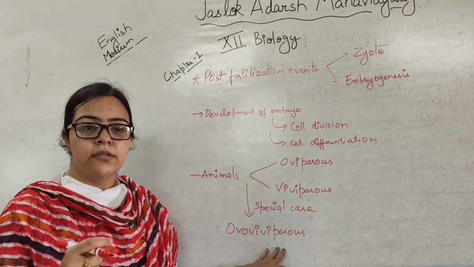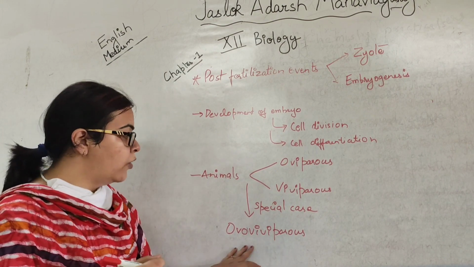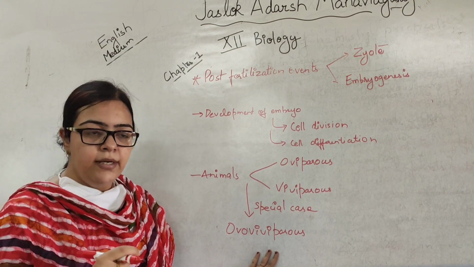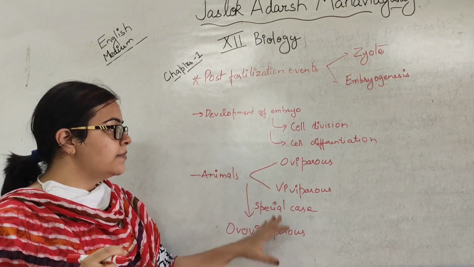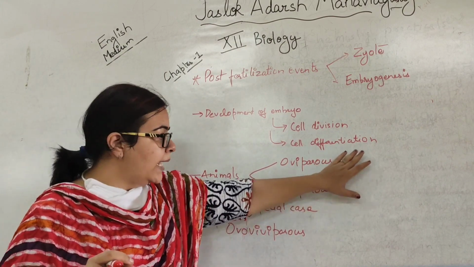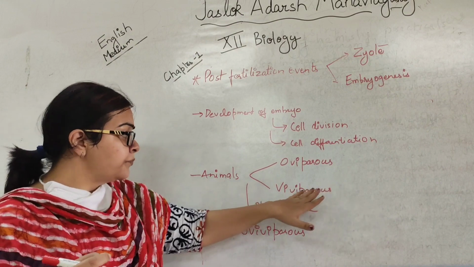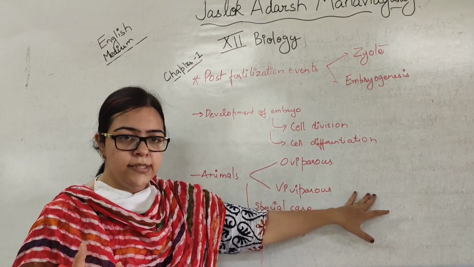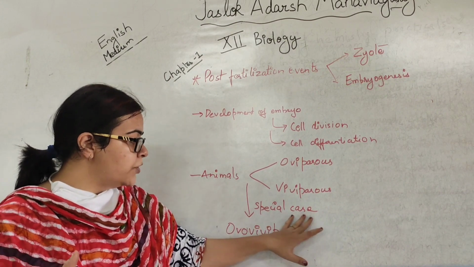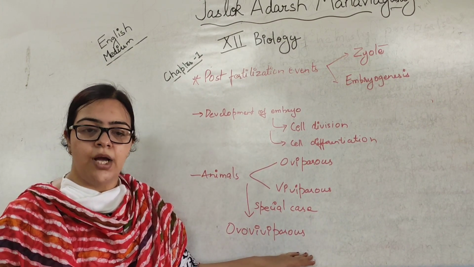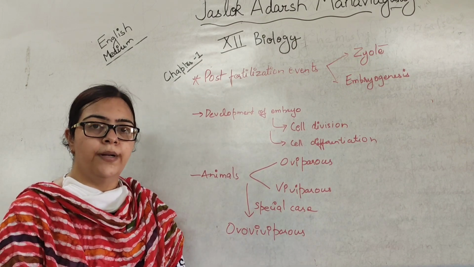So, based upon the development of the zygote inside or outside the body of the female parent, we have classified organisms into three types: oviparous animals, simply egg-laying animals like birds; viviparous animals, the young ones laying animals like human beings; and a special case which is ovoviviparous, that is in some organisms like shark and Indian cobra.